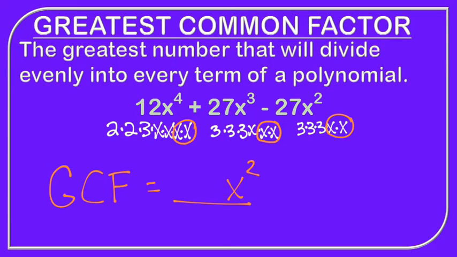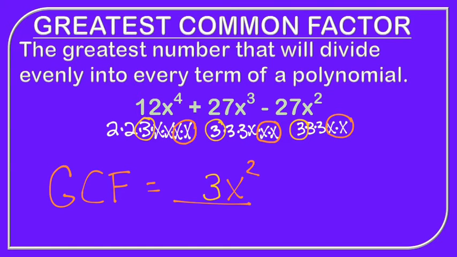All right, now if we look at the numbers, this term has 1, 3, this term has 1, 3, and this term has 1, 3. Now, the B term and the C term have more 3's, but they at least have 1, 3 in common. So our greatest common factor is 3x squared.